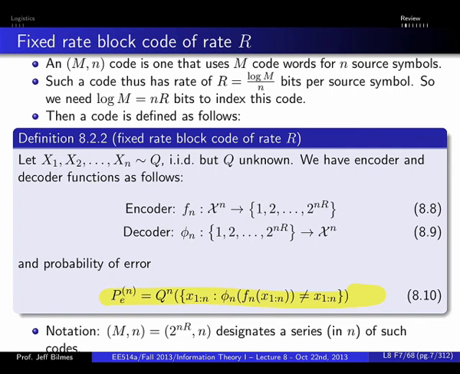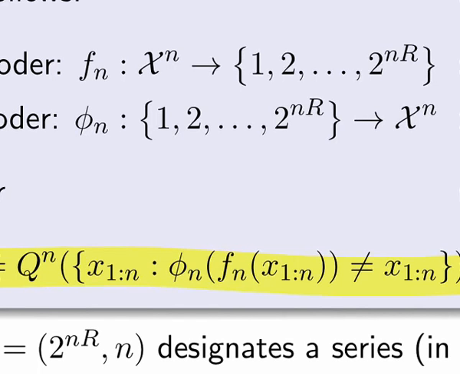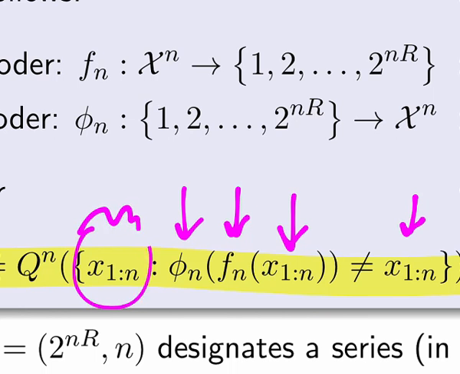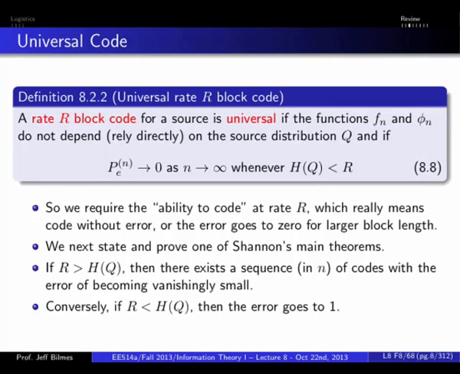Zooming in a little bit on this probability of error: when we take a source string, encode it, and then decode it, and we compare it to the original, if it's not equal, then we get an error. We are essentially asking for the probability over all source strings that we experience this error. So it's a very natural definition.